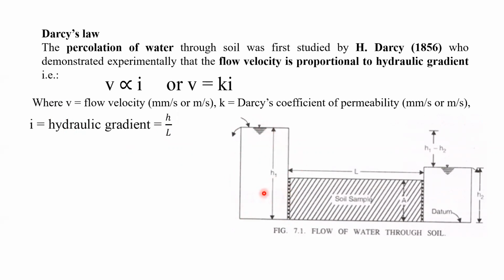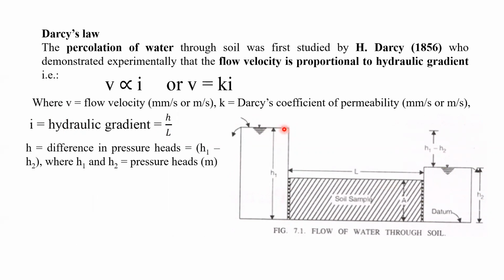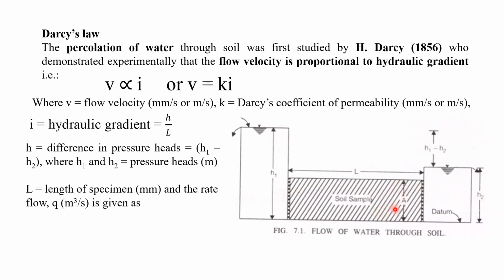On this side is h1, and on the right-hand side you can see the height of the water level is h2. So what is the difference? The difference in pressure head, right? So h1 minus h2, and this is the length. Whatever the pressure difference is, h1 minus h2 divided by L is called the hydraulic gradient. Here, capital A is the cross-section area of the soil sample, and L is the length of the soil sample.